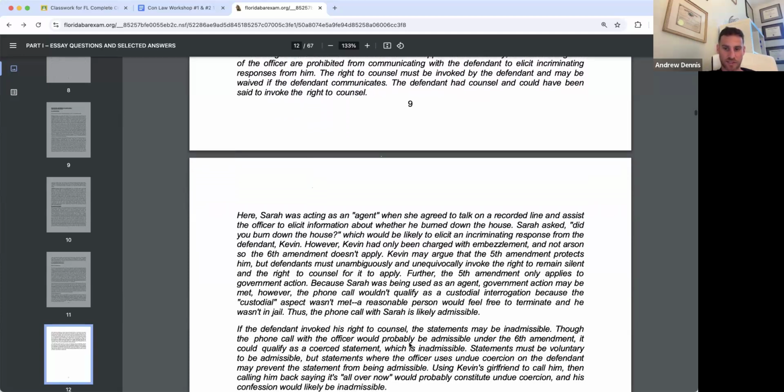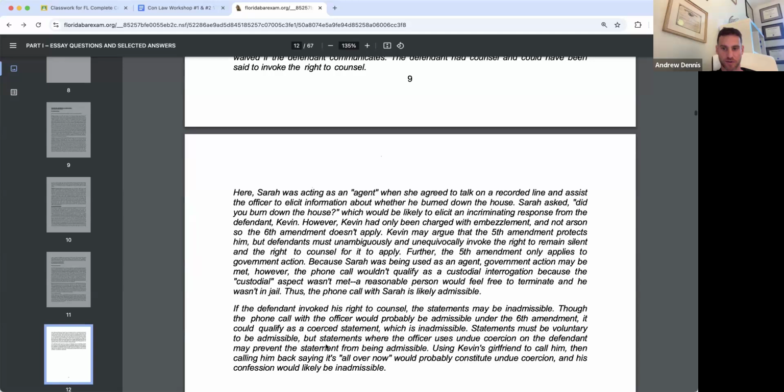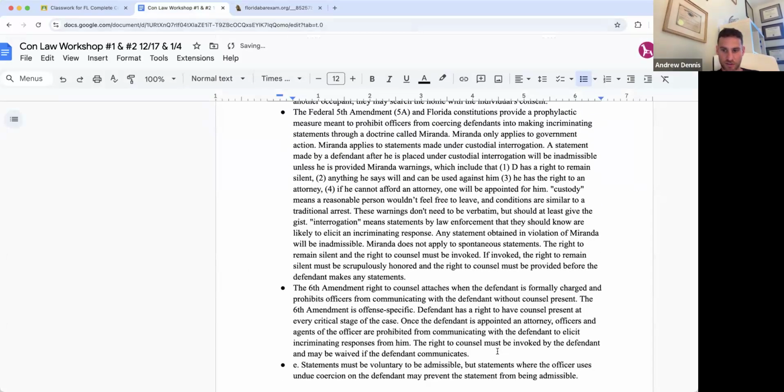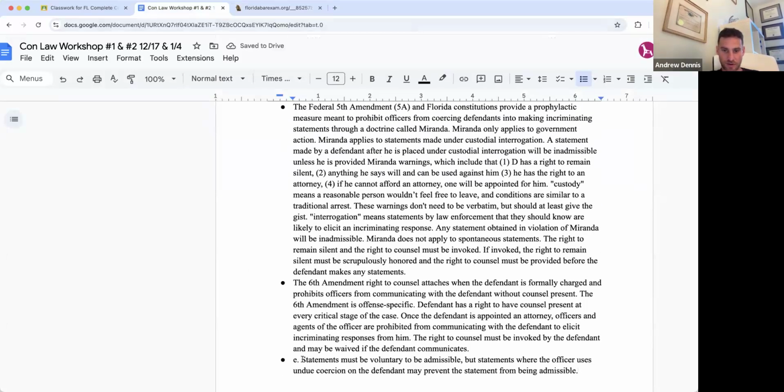If the defendant invoked his right to counsel, the statements may be inadmissible, though a phone call with the officer would probably be admissible under the Sixth Amendment. It could qualify as a coerced statement, which is inadmissible. Statements must be voluntary to be admissible, but statements where the officer uses undue coercion on the defendant may prevent that statement from being admissible. I think that was a good argument. Coercion. Yeah, the statements could be coerced.